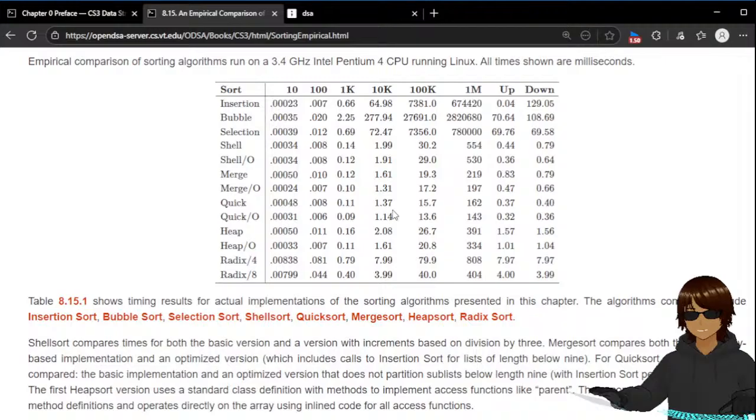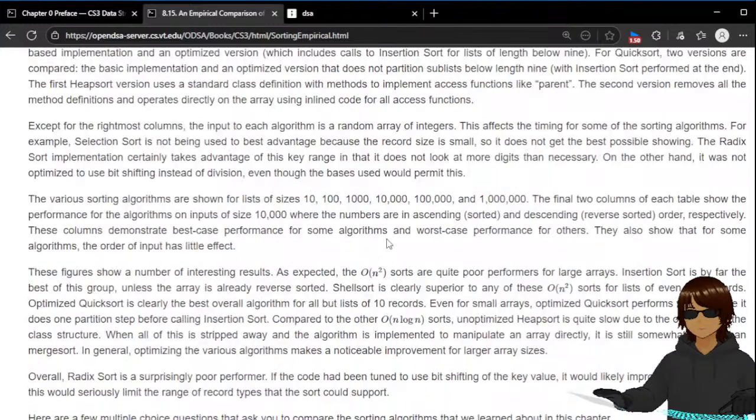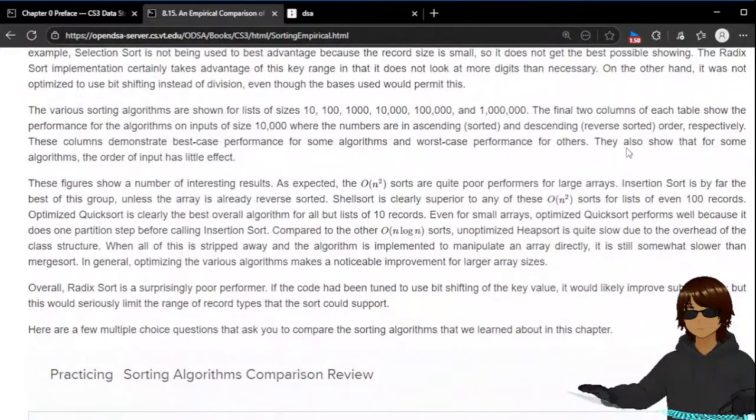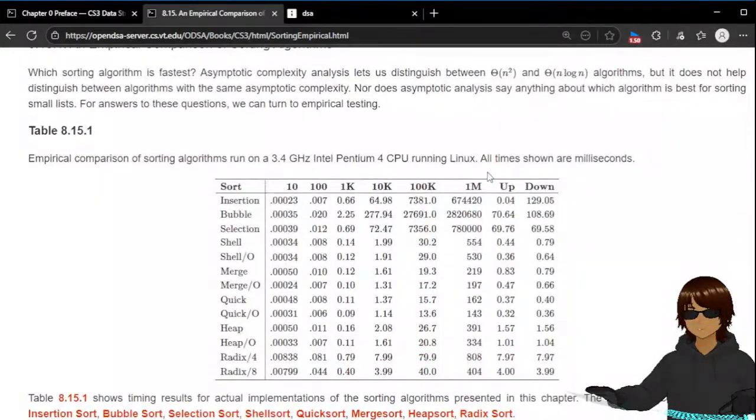This is 10K. Shouldn't the worst case be worse than the 10K one? Best case for some, worst case performance for others, input size of 10,000. But I don't understand why it's smaller than some of the cases over here.